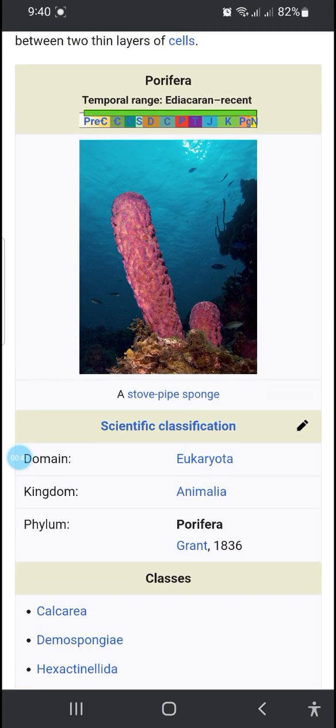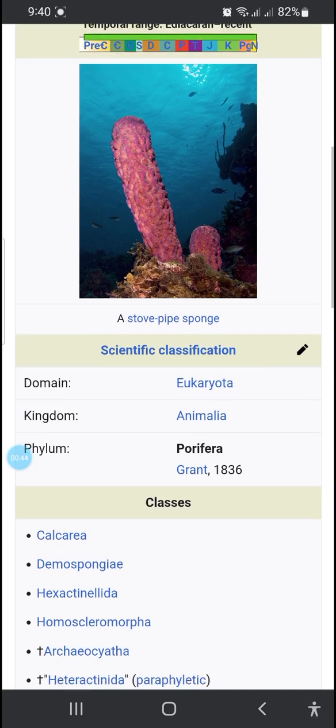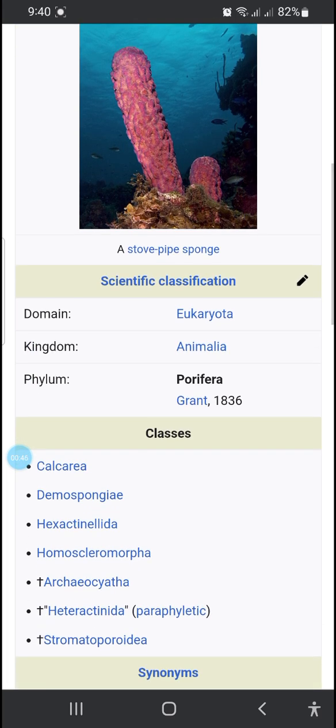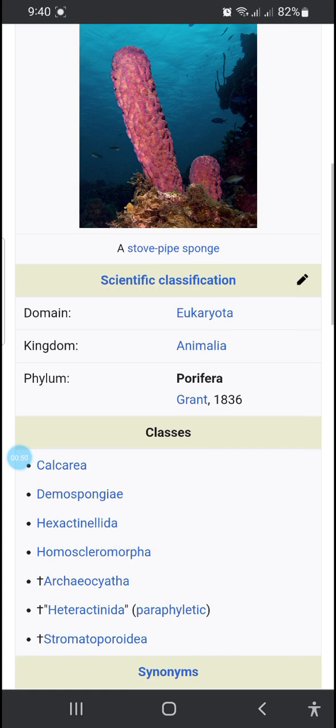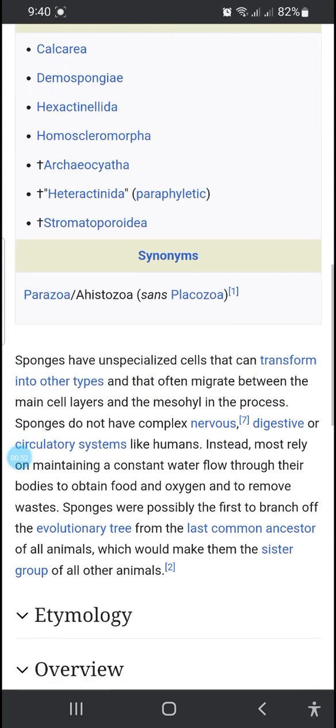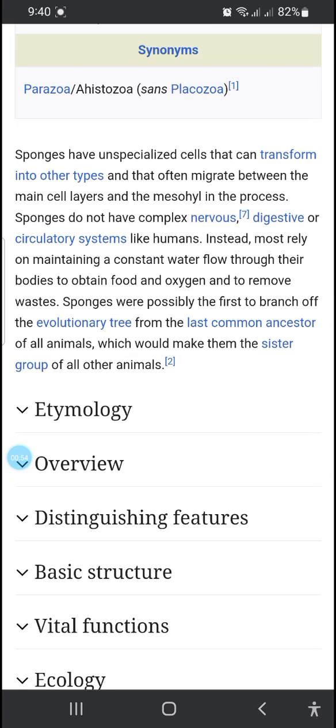It is a tube sponge. If we see its classification, its domain is Eukaryota, its kingdom is Animalia, and its phylum is Porifera. Sponges have unspecialized cells that can transform into other types and that often migrate between the main cell layers and the mesohyl in the process. Sponges do not have complex nervous, digestive, or circulatory systems like humans.